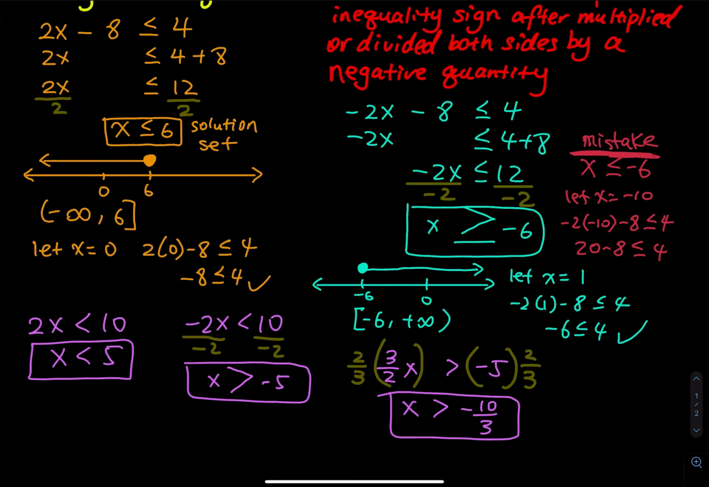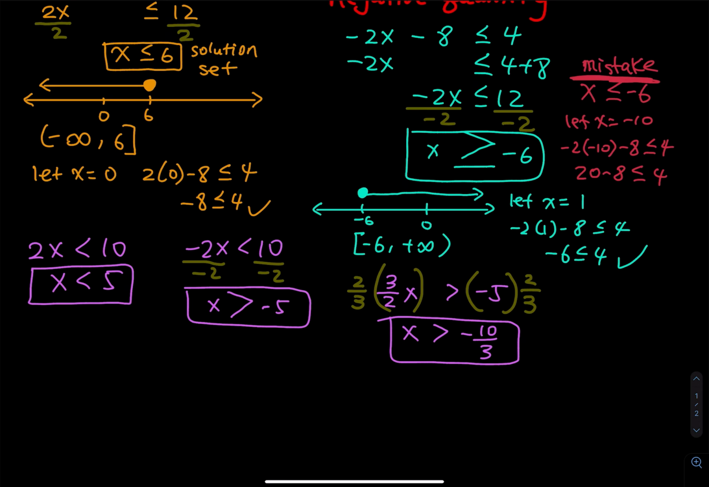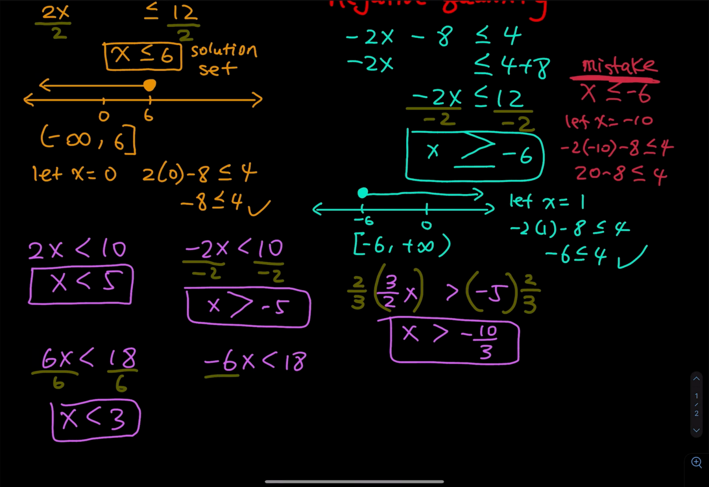All right. How about 6x less than 18? You divide both sides by positive 6, right? We do not reverse. So we have x less than 3. There you go. Okay, how about negative 6x less than 18? You divide both sides by negative 6. Do you reverse or no? Yes, we do. We reverse the sign first. I usually write the sign first in case I forget. So x is less than negative 3.